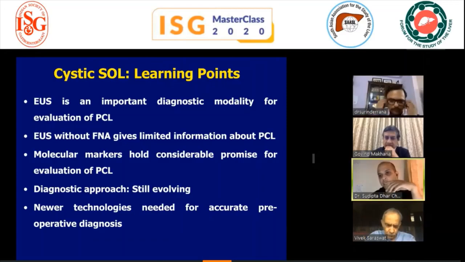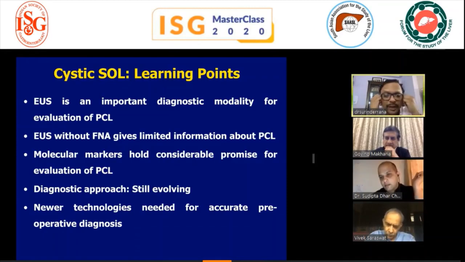This is a question from Dr. Aditya Kale from Mumbai. What is your choice of needle when you're doing an FNAC of a cystic lesion? Yeah, again, it's a very, very important question. When we do FNA of cystic lesions, we are not sure whether it's mucinous or non-mucinous. So it's always better to go ahead with a 19 gauge needle because you want to completely aspirate the cyst.